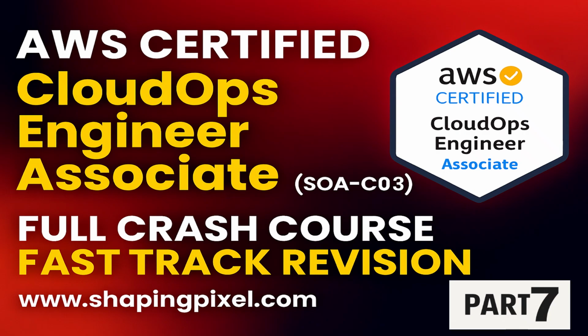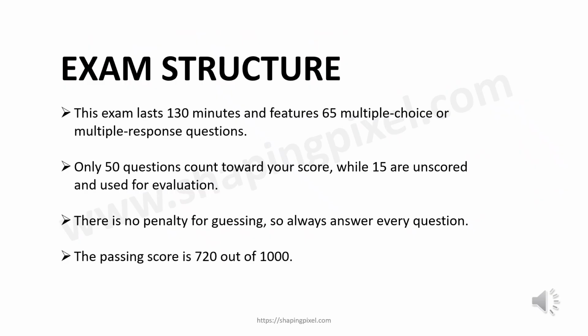Thorough preparation will help you succeed and earn your AWS Certified CloudOps Engineer Associate credential. Review the official AWS exam guide for detailed task statements and domain weightings. This exam lasts 130 minutes and features 65 multiple choice or multiple response questions. Only 50 questions count toward your score, while 15 are unscored and used for evaluation. There is no penalty for guessing, so always answer every question.